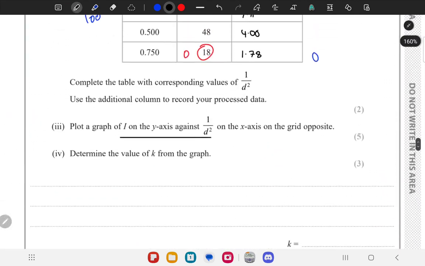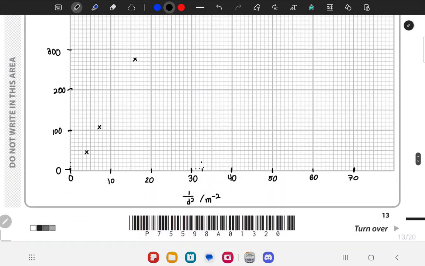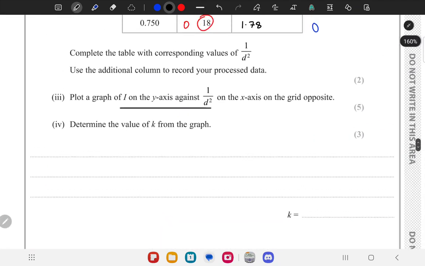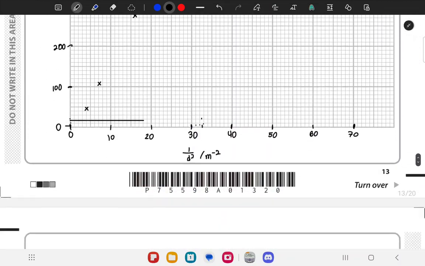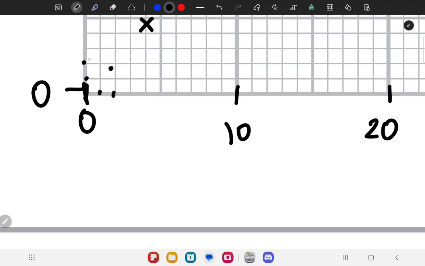Now for the last value we have 18.1 and 1.78. So this is 10, this is 20, so 18 is somewhere along the line. And on the x-axis we have a value of 1.78. So this is 1, this is 2, 1.78 is somewhere in between. So that point.